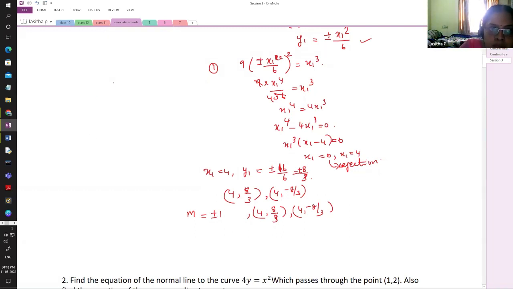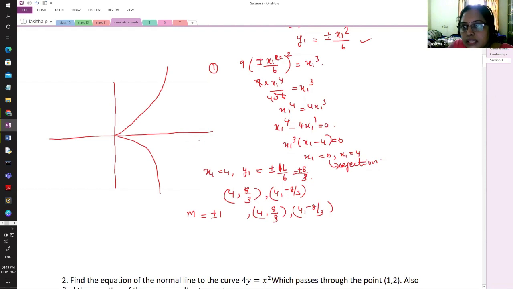So here is the point: while teaching itself, we have to insist that they understand the graph of each of these questions. Anyway, the board will not ask a question which is not in the textbook. Whatever curves are used in the text only, they will ask. So at least if they had this familiarity of 9y square is equal to x cube in their mind, probably they will choose the correct combination here. Because one point is 4, 8 by 3, a point in the first quadrant here, and another point is 4, minus 8 by 3 they will get.